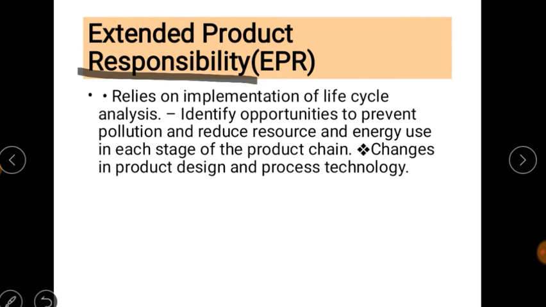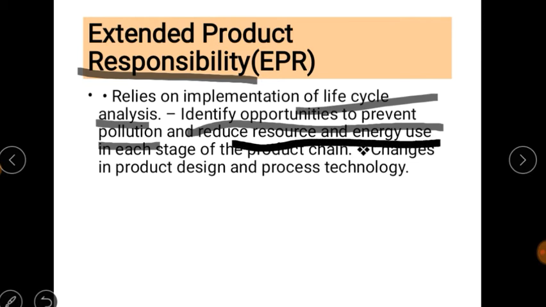If that product has a larger warranty, then the consumer will use that product for a longer extent. So it relies on implementation of life cycle analysis. Life cycle of what? That product. It identifies opportunities to prevent pollution and reduce resources and energy use in each stage of the product chain.